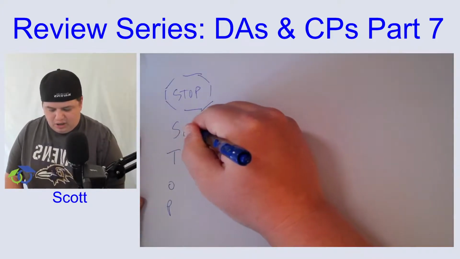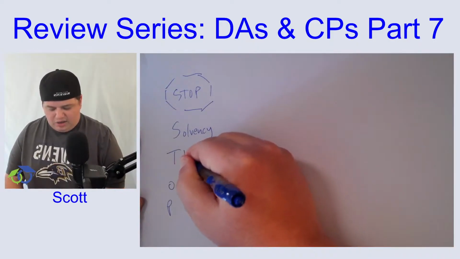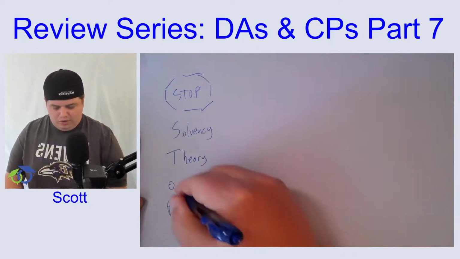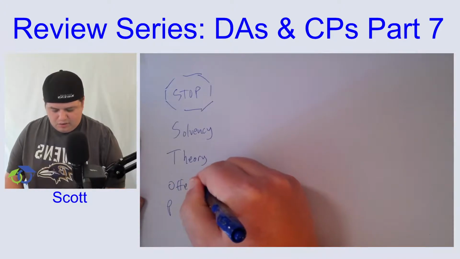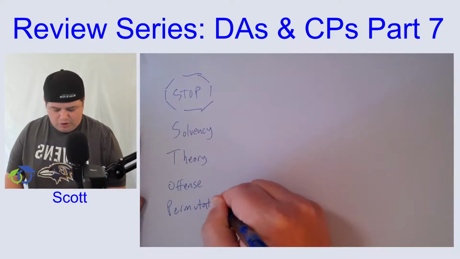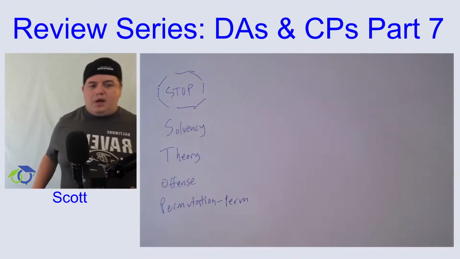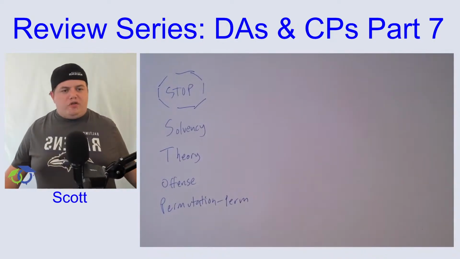You can read a solvency deficit. You can read a theory argument. You can read offense, or you can read a permutation, which we often call a perm. So, what do these things mean? Let's start with the first one, solvency.